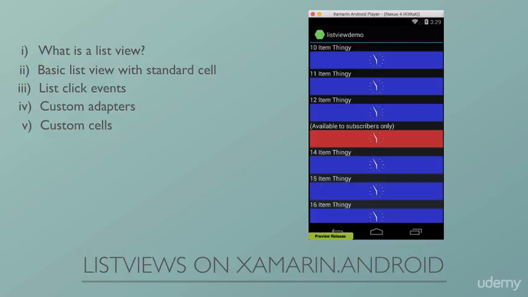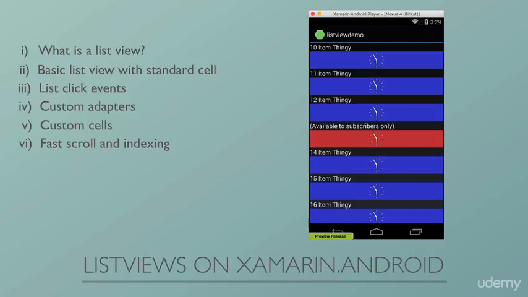Then we'll create custom cells, because the cell or the row is the individual item in your list that displays the data, and most people will have a requirement to show custom data rather than just a line of text, as is the standard row provided by Android.